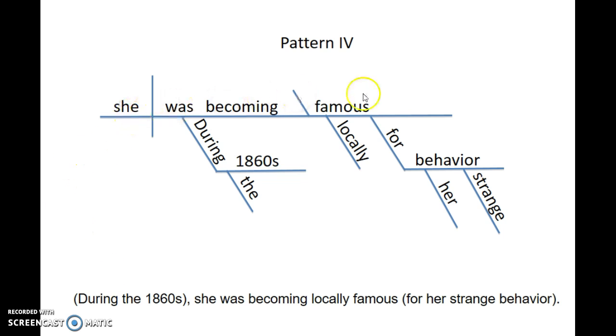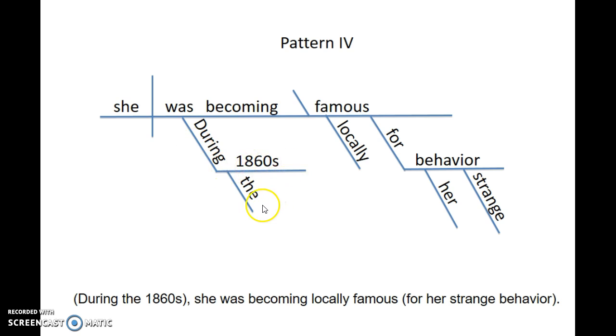She was becoming famous is our main clause here. Subject, linking verb, and adjective makes a pattern 4. Locally is modifying famous, so we put that below famous. Famous why? For her strange behavior. So the prepositional phrase here is clarifying famous. It is diagrammed below the adjective. And then during the 1860s is answering a question of when. So that's an adverb question.